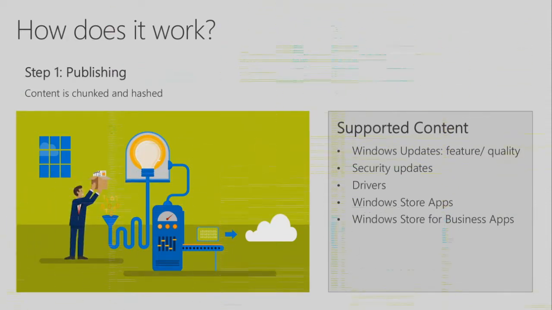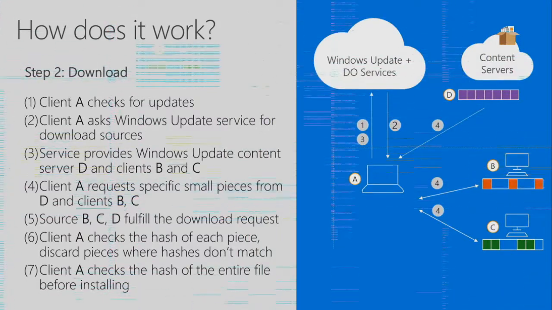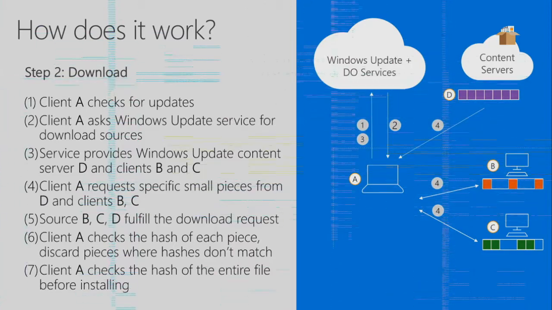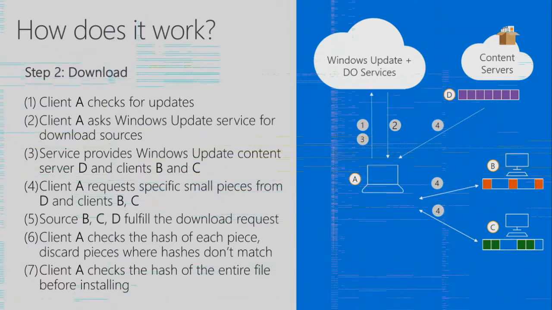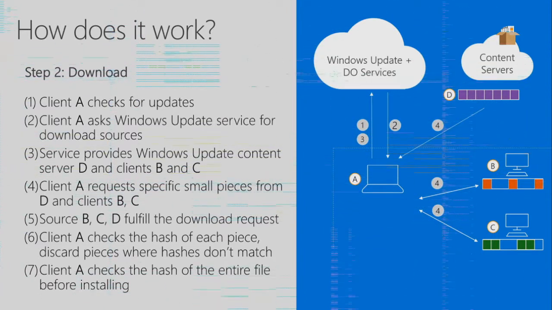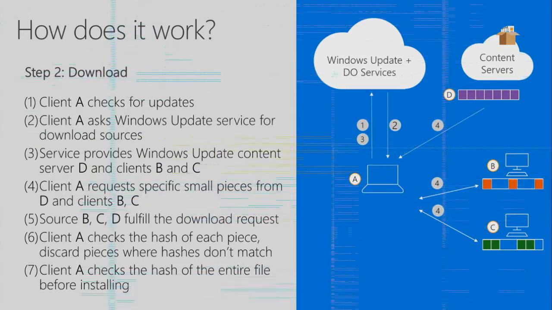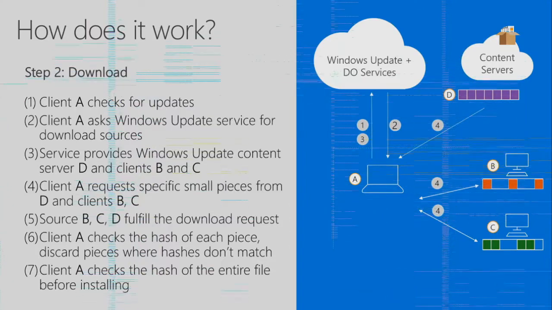So after we publish, now comes the time to download. It all starts with the client talking to the Windows Update service, trying to find out if it has any update available to it. Once it finds that update, it gets from the Windows Update service the HTTP location of choice, or if you've configured it to use some local source, it's going to know to attach to that source. But in parallel, it's also talking to the delivery optimization services and getting basically the suggested peers to talk to.